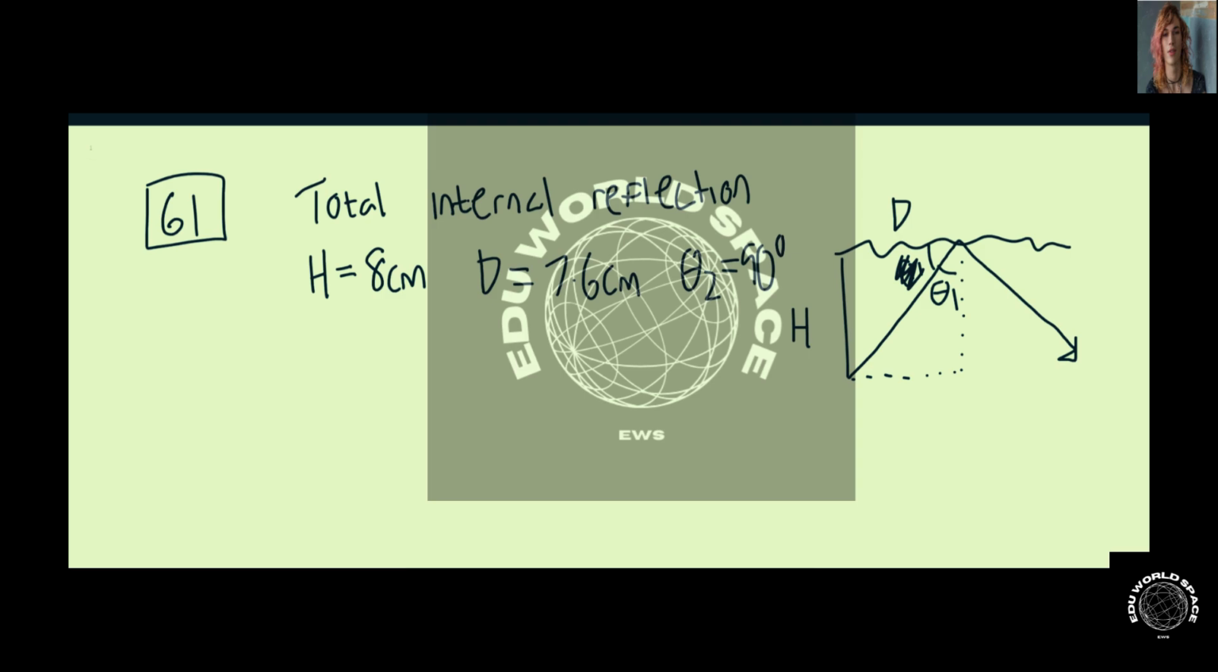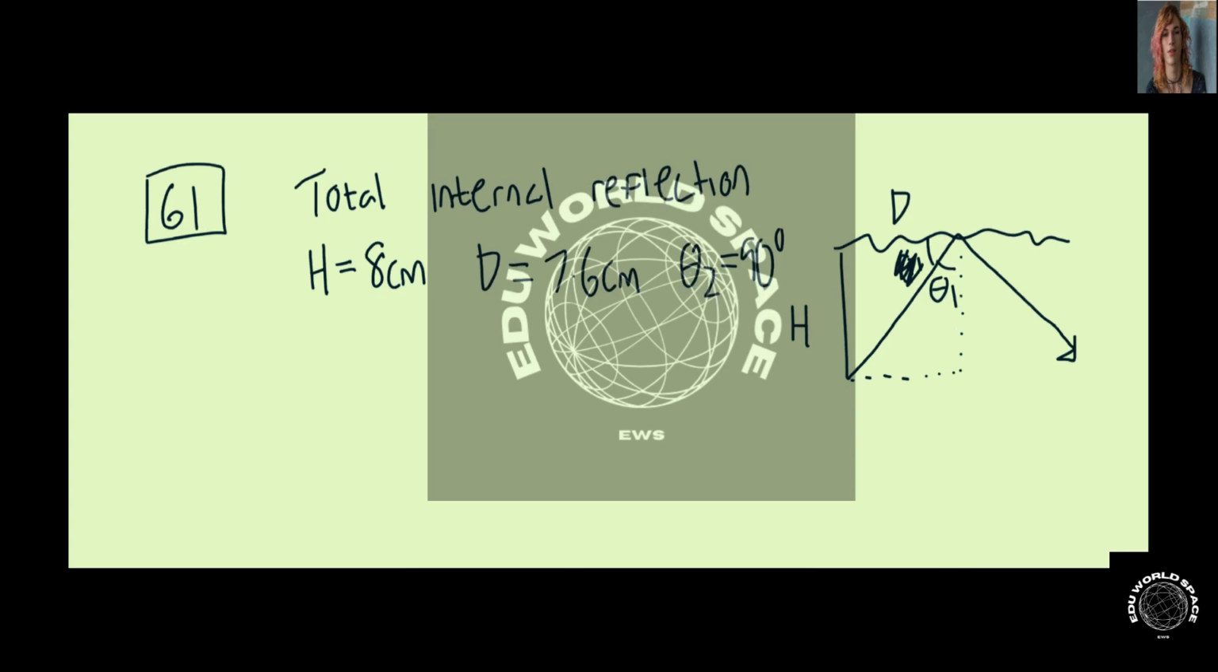Okay, in this problem we have total internal reflection for a light source emitted from a liquid which travels up to the surface and internally reflects. We know the depth of the source of the light in the liquid, which we're going to call h, and we know that this light travels horizontally some distance d before it hits the surface of the liquid and internally reflects.